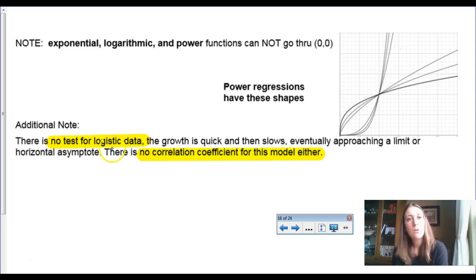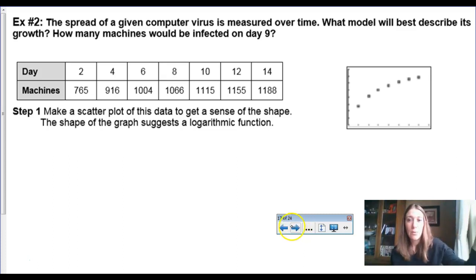Little side note here, there's no test for logistic data, and there's no correlation coefficient either. So if you think it's logistic, that's because it'll be looking like it's approaching a horizontal asymptote. And that's really easy to see when you look at the scatter plot. You just have to be careful about your working domain. Like, do I care what happens way, way out there? Because maybe I only want to look at from 0 to 5. It depends on your problem.